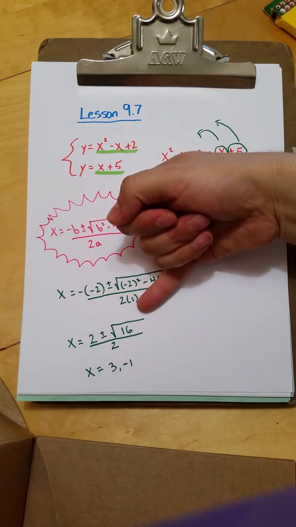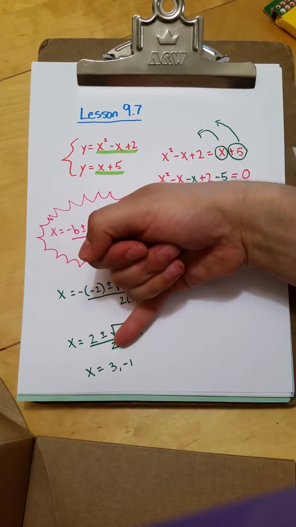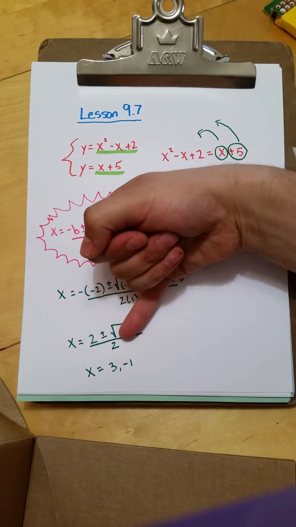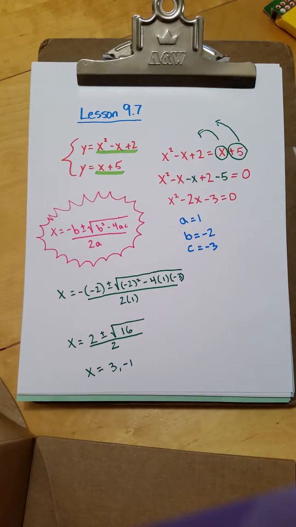Square root of 16 is 4. 2 plus 4 is 6, divided by 2 is 3. That's 1 x. 2 minus 4 is negative 2, divided by 2 is negative 1. That's our other x.